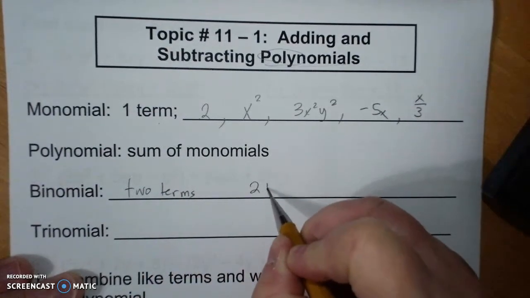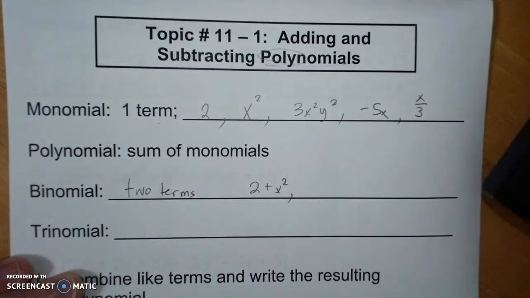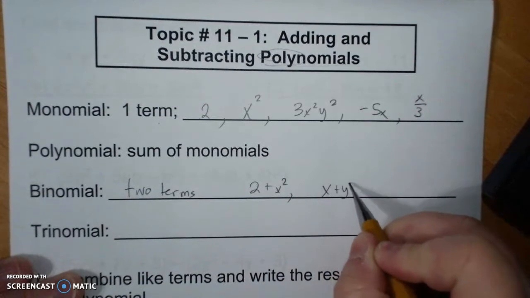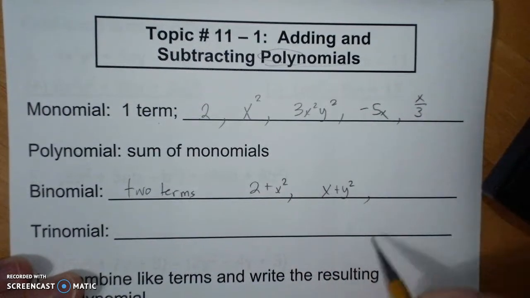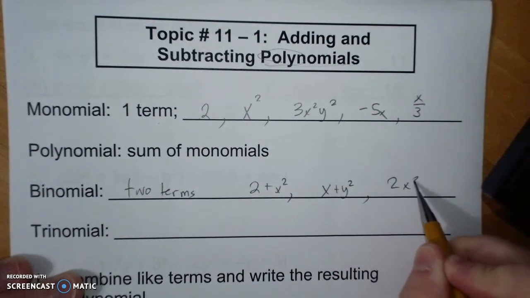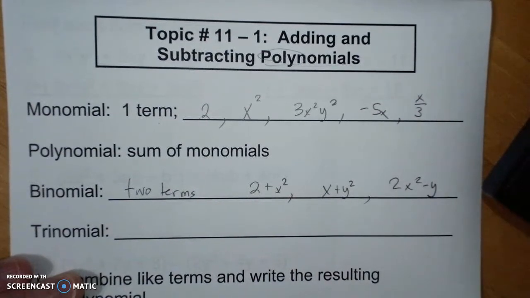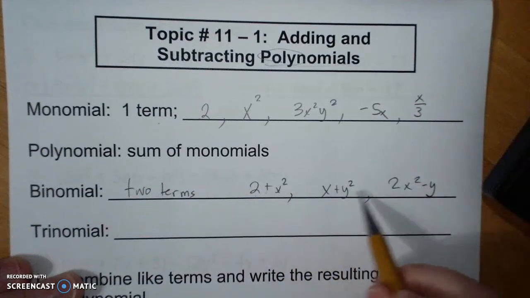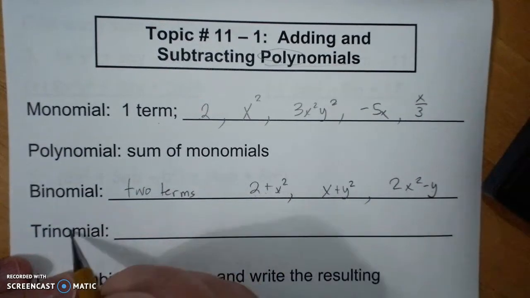And you could have 2 plus x squared. That's a binomial. You could have x plus y squared. That's a binomial. You could have 2x squared minus y. That's a binomial. And notice these terms are separated by an addition or subtraction.